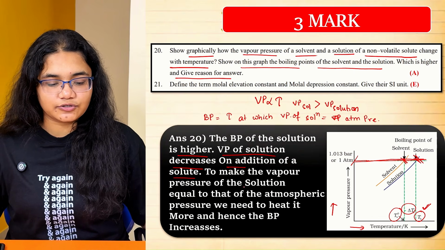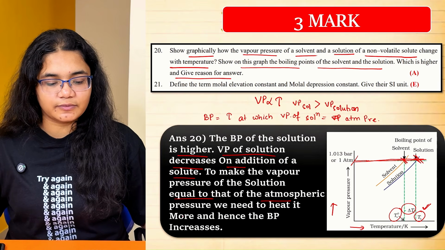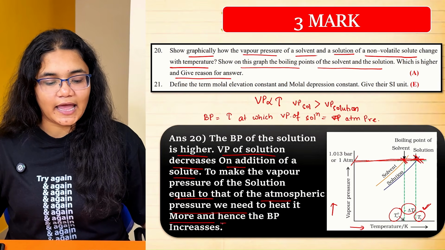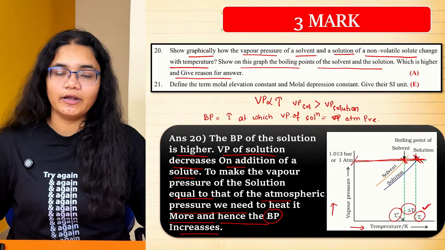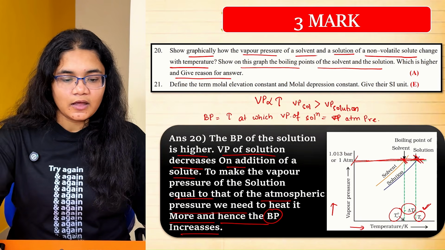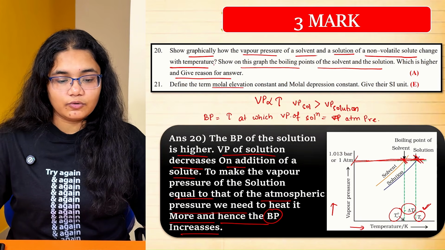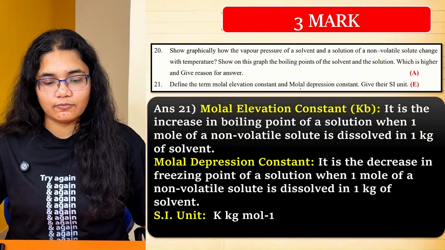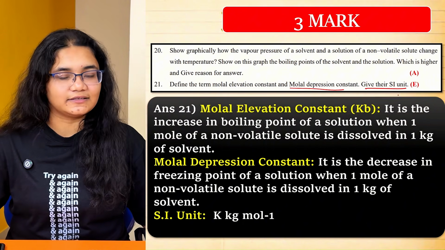To make the vapor pressure of the solution equal to the atmospheric pressure, we need to heat it more, and hence the boiling point increases. Okay. Next, define the term molar elevation constant and molar depression constant and give their SI units.